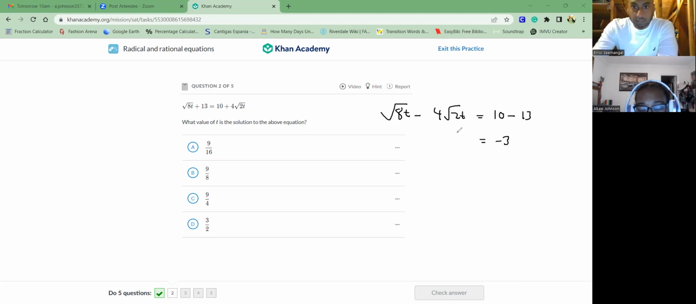We can do it like this, right? We can break them down into 2. The first one will be root 8 times root t minus 4 times root 2 times root t, right? We're just breaking the radicals down. So can we do that now? Okay, root 8 times root t minus 4 times root 2 times root t. Can we simplify that? Equals -3.